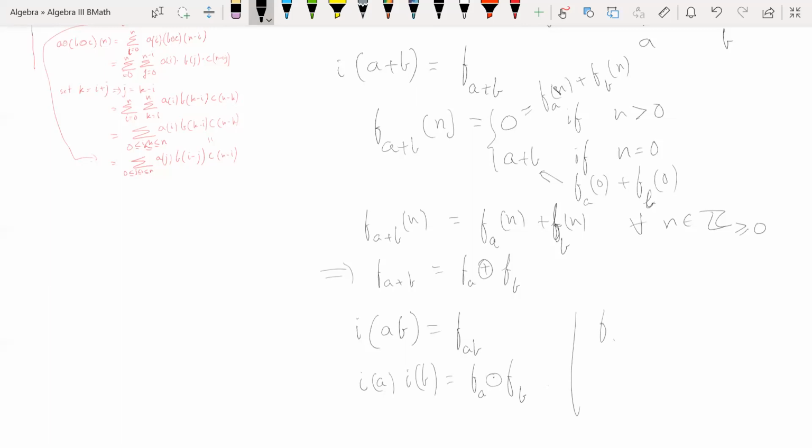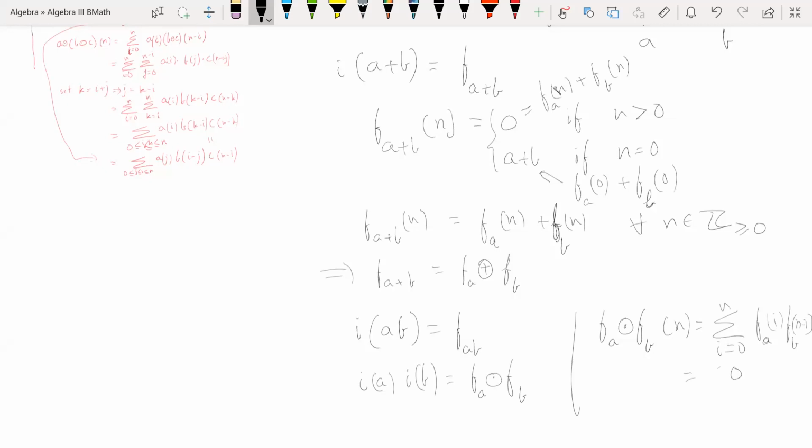So f sub A dot f sub B evaluated at n is the sum, i equals 0 to n, of f sub A of i times f sub B of n minus i. If n is positive, then one of the two factors has to be 0, and so each term will be 0.